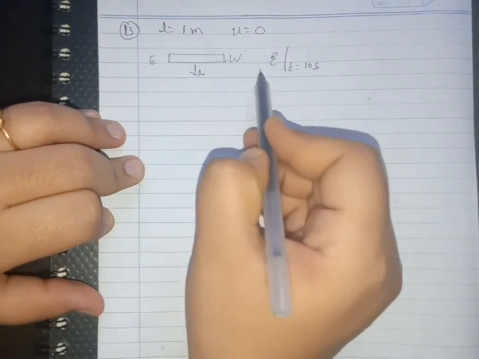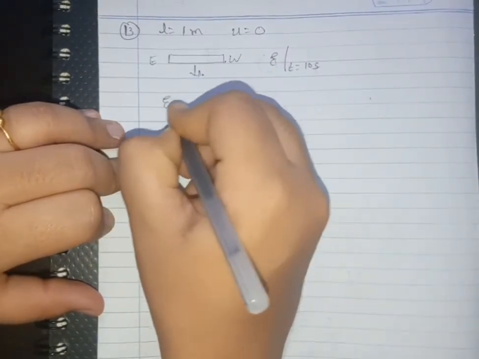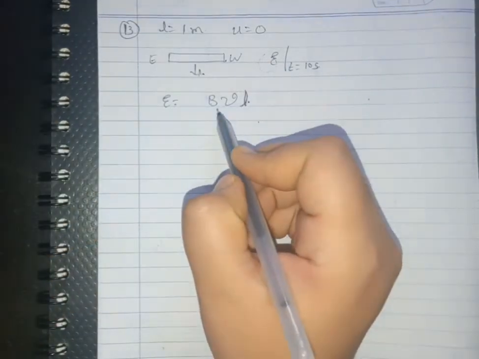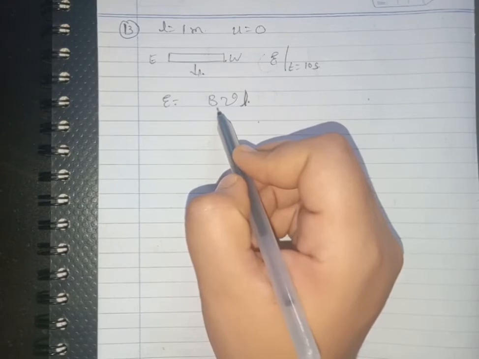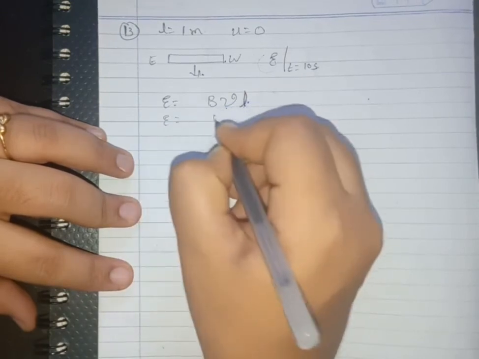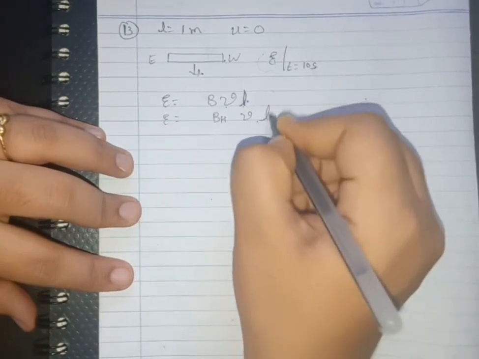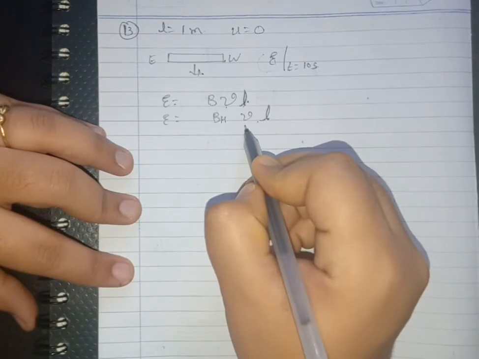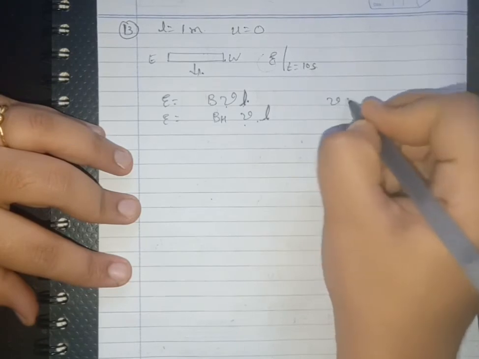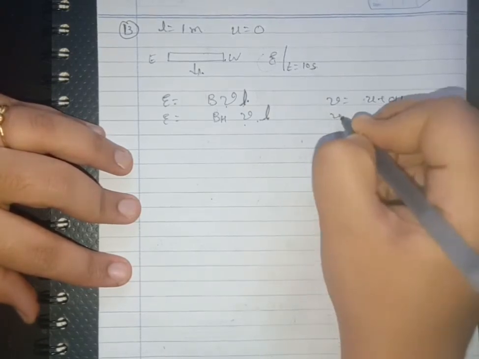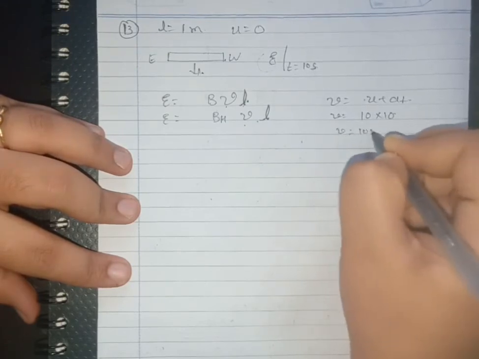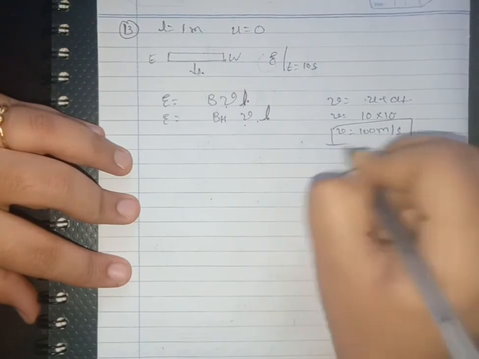Here the EMF will be induced due to motion. So motional EMF is given by BVL. Here the component of magnetic field that is perpendicular to both V and L will be BH. So E is equal to BH into V into L. Here V will be the velocity of rod at t equal to 10 seconds. V is equal to U plus AT. Here U is 0, acceleration is 10 and time is also 10 seconds. So V will be 100 meter per second.